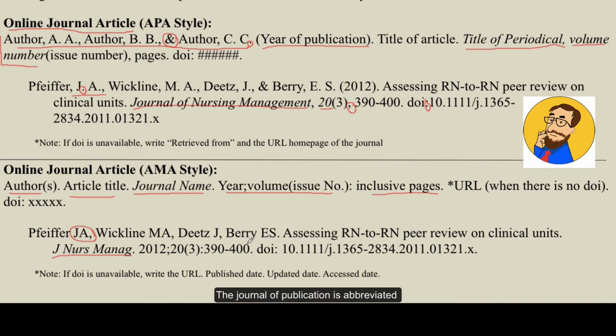The journal publication is abbreviated in AMA, and you can also see that there are slightly different ways of formatting the volume and the page number. So these small differences are things that you don't need to memorize. You can use publication or reference guides to help you. You can use the Divisional Writing Center's guide to help you.